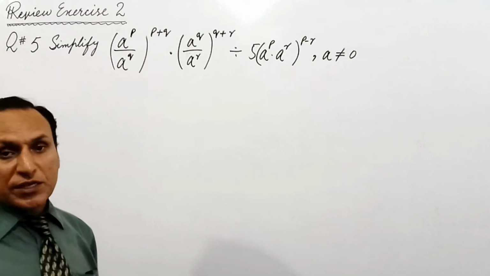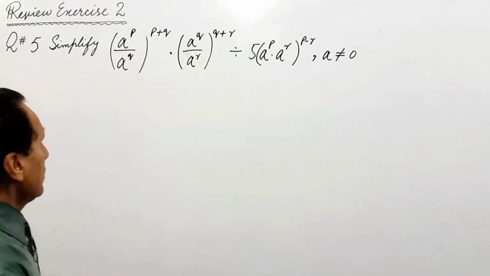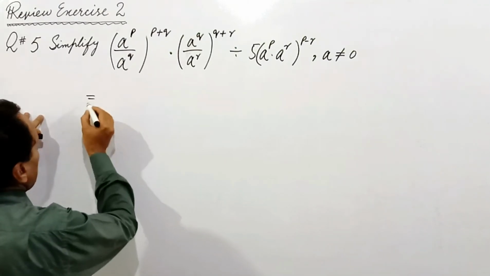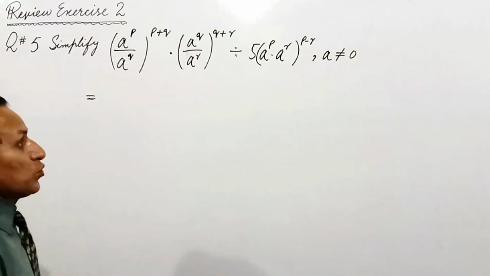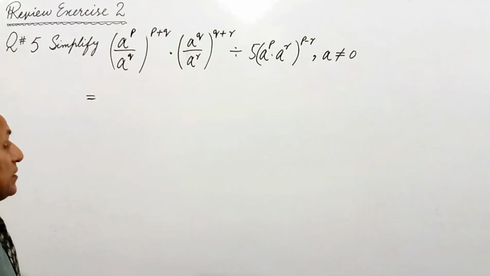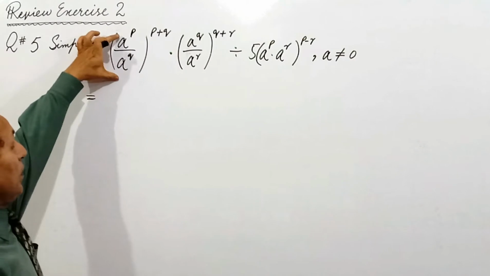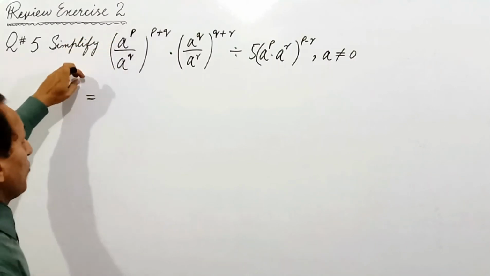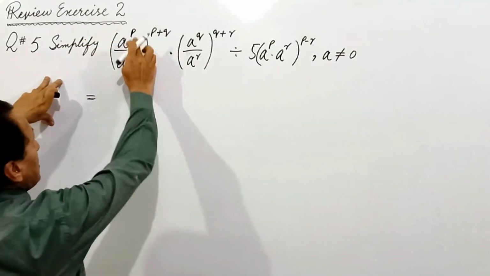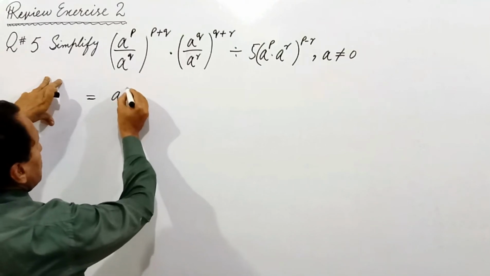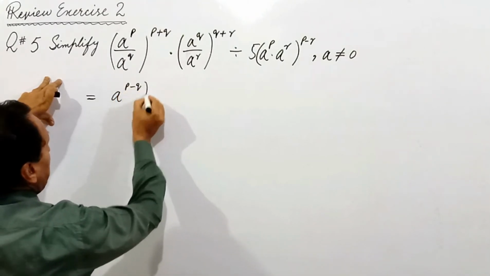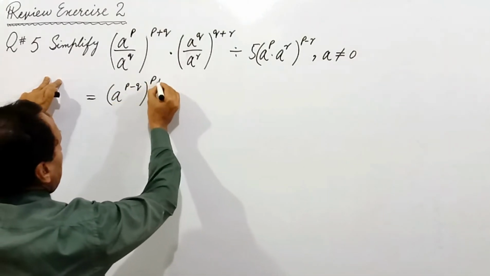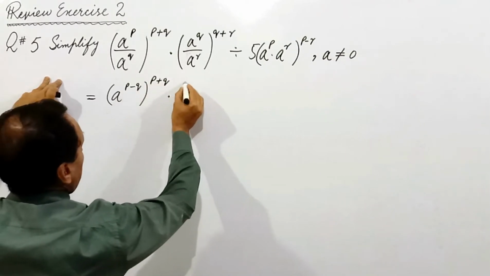We continue review exercise 2 with question number 5. In this question, we again use the laws of exponent to simplify the expression. In the first part, we apply the law of quotient power with the same base. So the power q will go into the numerator, a raised to power p minus q. It becomes p plus q whole power.